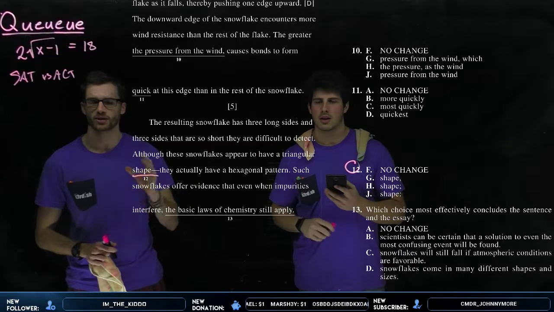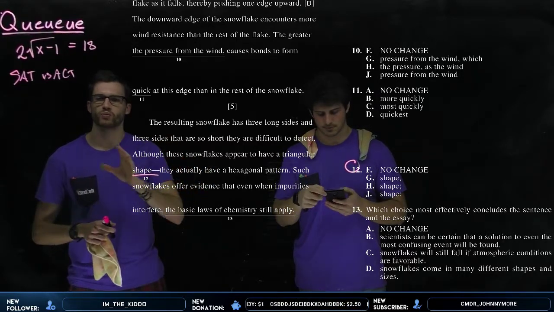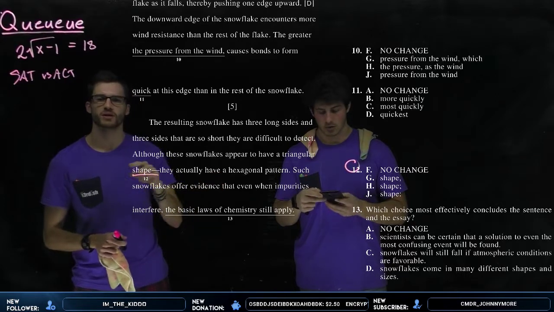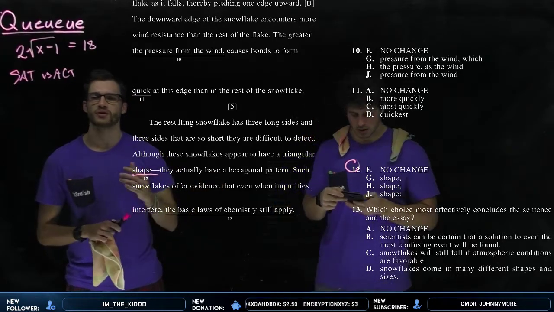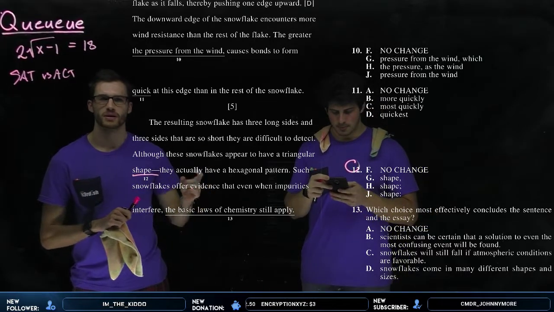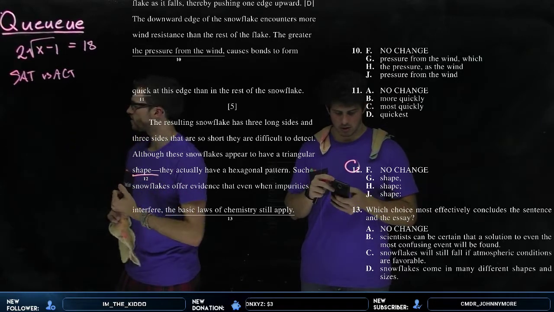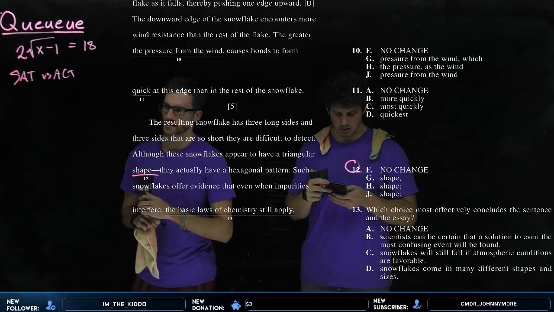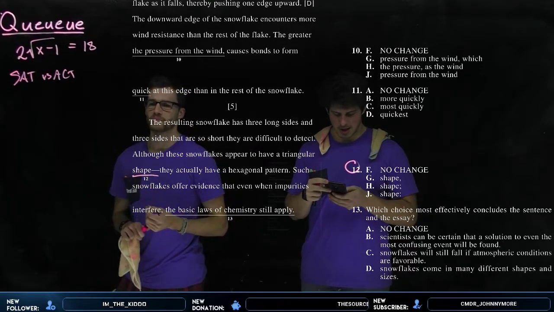F, G, H, and J all have shape and then a piece of punctuation. So let's read what happens before it, because we know it's semicolons and colons. We need an independent clause beforehand. We have, "Although these snowflakes appear to have a triangular shape." Is that an independent clause? No, it is not, because of the word although.